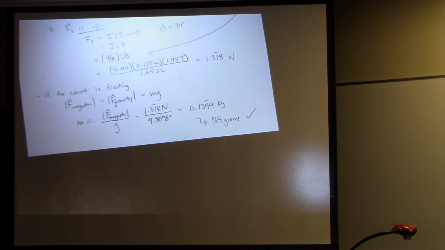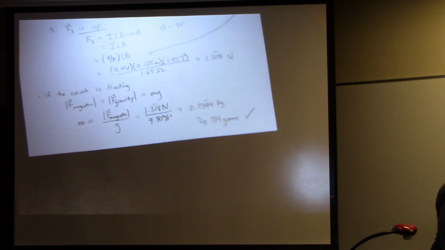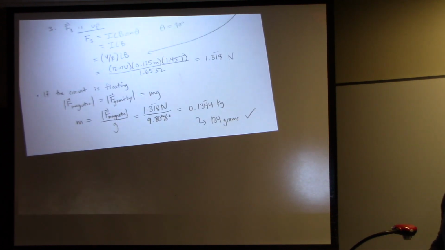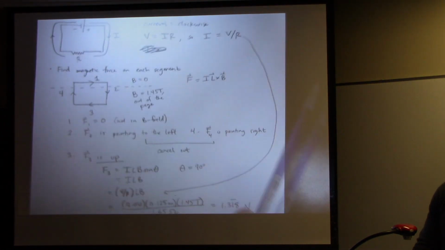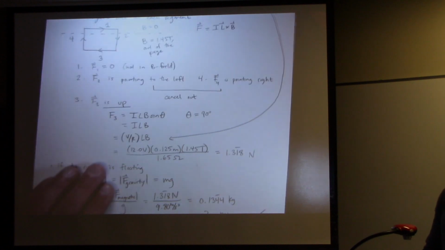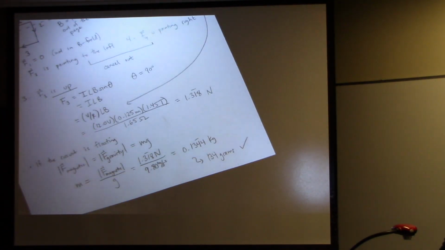So again, this is kind of just a toy example. This is the most roundabout way in the world that you could weigh something, but it works, right? We know that the magnetic force balances out gravity, so we can actually work our way to what the mass of this circuit is.